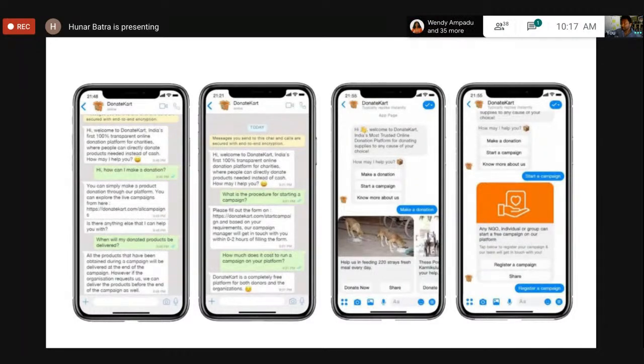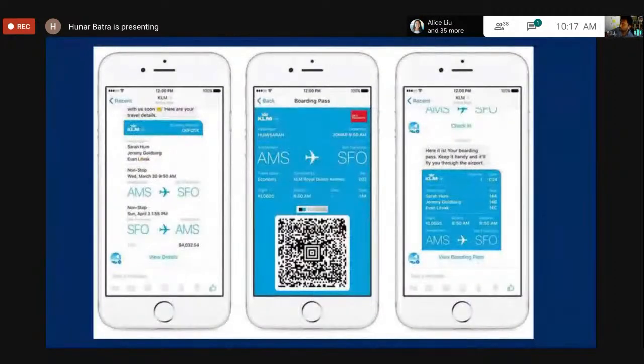And even with the donate now option on the Messenger bot, they can make the payment right through the bot as well, because Messenger does support the payment APIs. So interesting, Hunar.